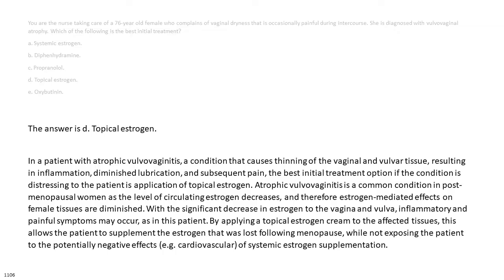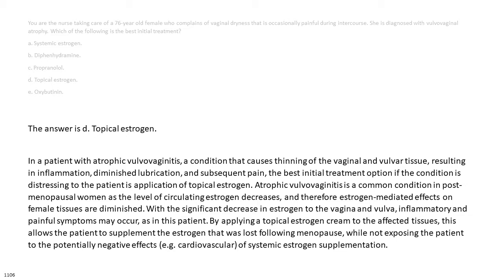The answer is D. Topical estrogen. In a patient with atrophic vulvovaginitis, a condition that causes thinning of the vaginal and vulvar tissue, resulting in inflammation, diminished lubrication, and subsequent pain, the best initial treatment option if the condition is distressing to the patient is application of topical estrogen. Atrophic vulvovaginitis is a common condition in postmenopausal women as the level of circulating estrogen decreases, and therefore estrogen-mediated effects on female tissues are diminished.